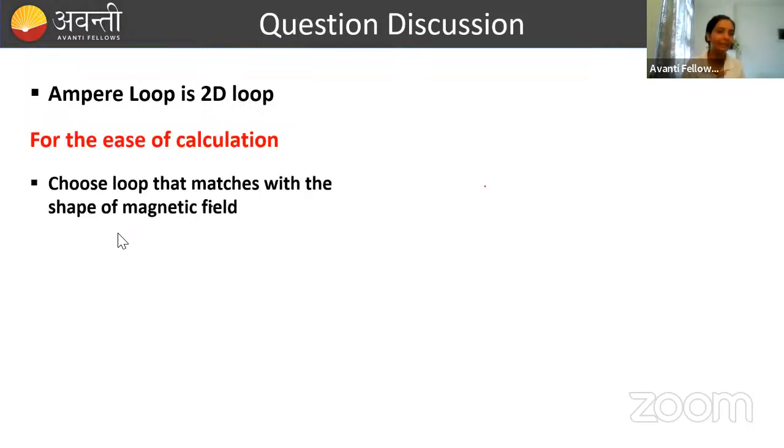Now, how we will select the loop? Loop selection कैसे करना है? तो we will choose a loop that matches with the shape of magnetic field. हाउ टू अंडरस्टैंड इट, जैसे अभी भी देखो, अगर मेरे पास एक स्ट्रेट वायर है, there is a straight wire infinitely long, and if I have to calculate magnetic field because of it at distance d, if I am going to apply Ampere's circuital law, first thing what I will do, I will choose a loop. loop कौन सा लेना है? 2D. और 2D loop कैसे लेंगे? What are the methods? How we will select it?